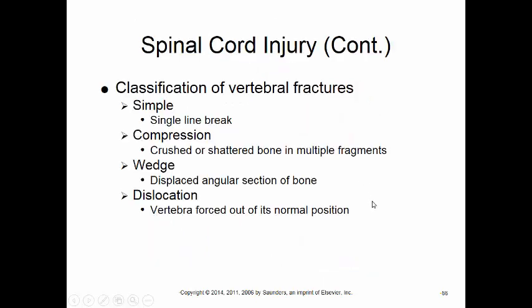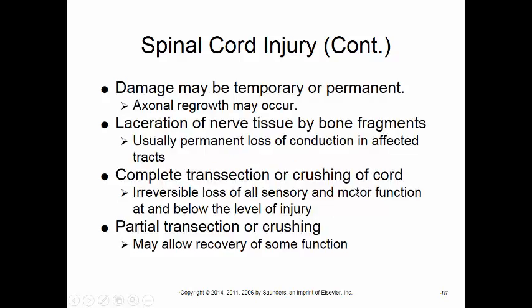Classification of vertebral fractures include simple, where there's a simple line break; compression, where it's crushed or shattered; wedged, when we displace a section of the bone like a wedge shape; and dislocation, where it's out of its normal position.